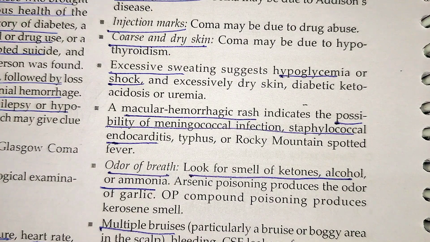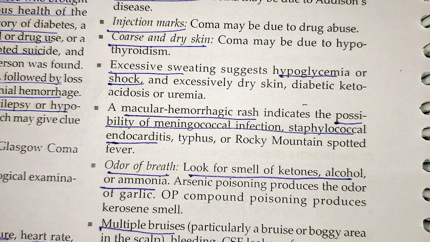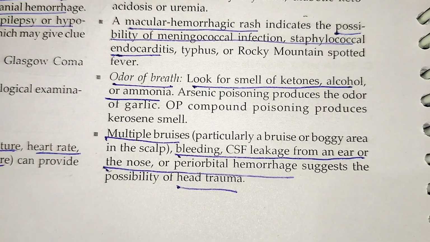We should also look for the odor of breath. Look for the smells of ketone, alcohol, or ammonia. If multiple bruises, bleeding, CSF leakage from the ear or nose, or periorbital hemorrhage is seen, it suggests the possibility of head trauma.